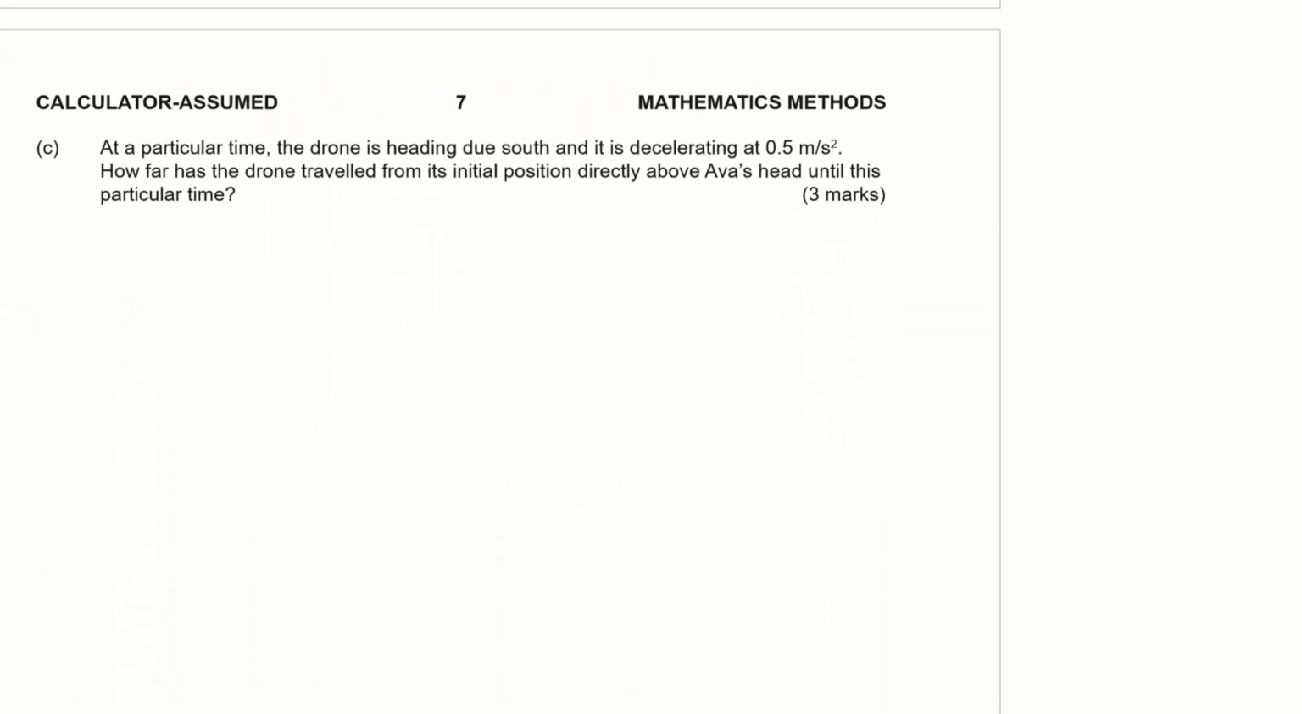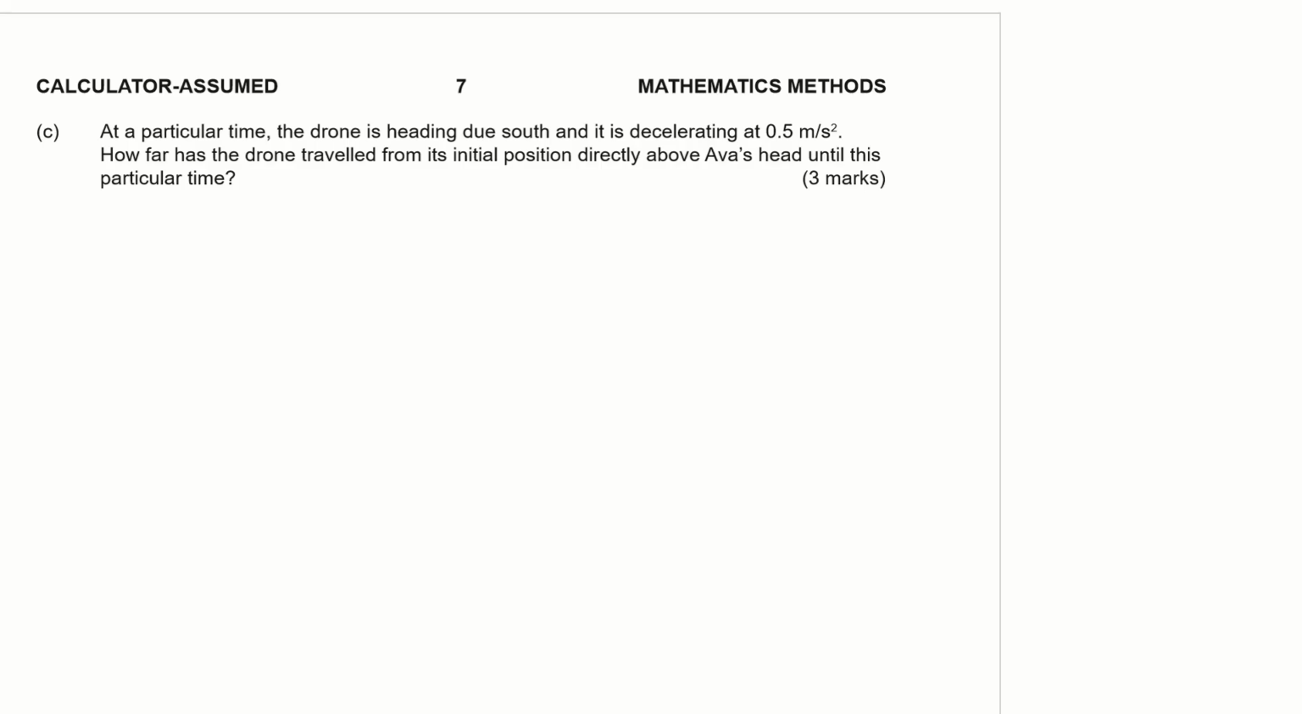Okay. At a particular time, the drone is heading due south, and it is decelerating at 0.5 meters per second squared. How far has the drone traveled from its initial position directly above Ava's head until this particular time? So if we had Ava here, we know the thing is traveling in this direction.